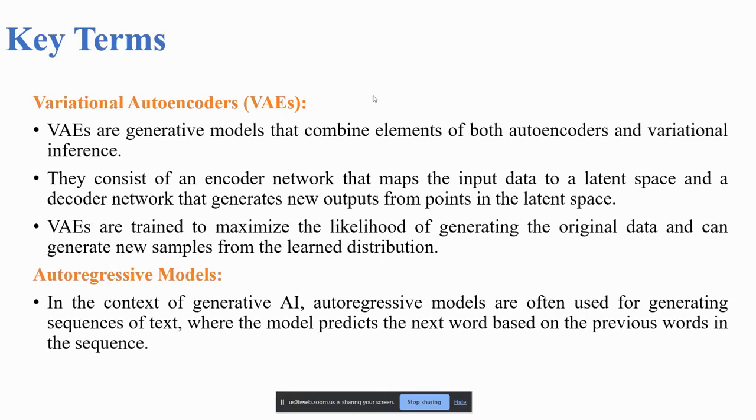Those who are working in NLP and text processing can go for the autoregressive model to increase their samples, so that they generate a sequence of text where the model can predict the next word based on the previous words in the sequence. So this is how the autoregressive model is used.